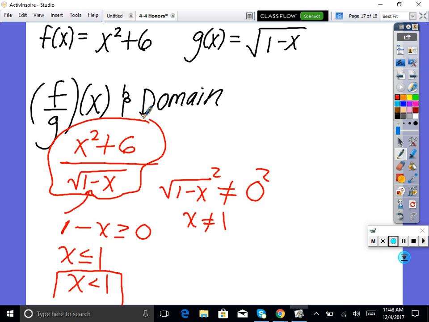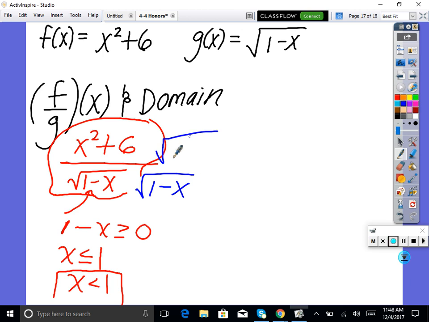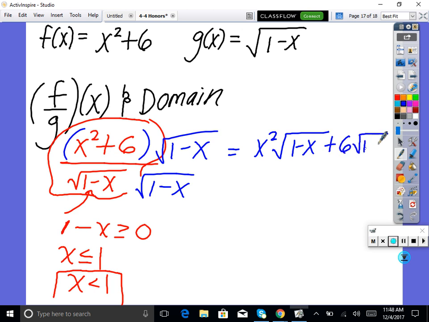Do you want me to finish rationalizing to show you how you would write the final answer? Okay, just watch then. Or you can take notes on whatever you want. So we would multiply by the square root of 1 minus x over the square root of 1 minus x. Two terms means I need parentheses. So now on top, I would have x squared times the square root of 1 minus x plus 6 square roots of 1 minus x, right?